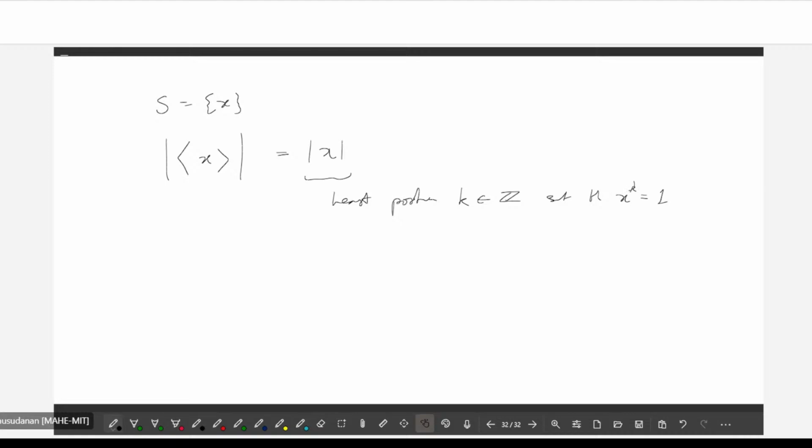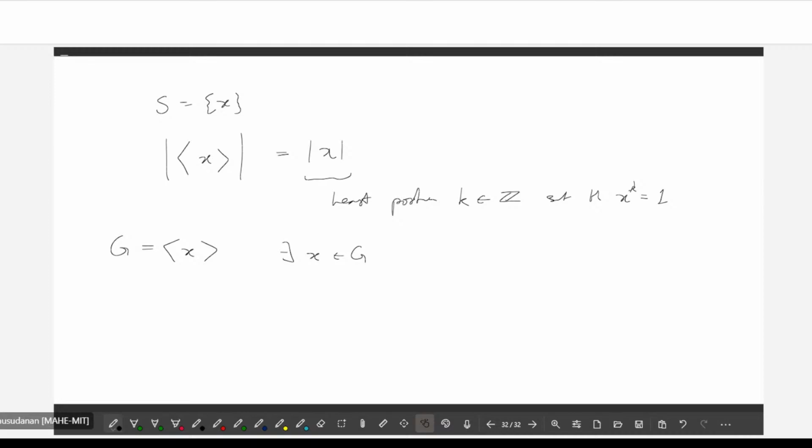So that's a different definition. You're not defining order as the number of elements. It's just the least positive integer k such that x to the k is equal to 1, but that happens to be equal to this. Then G itself is said to be a cyclic group if G is equal to the cyclic subgroup generated by x for some x in G, and then you say that x is a generator of G.